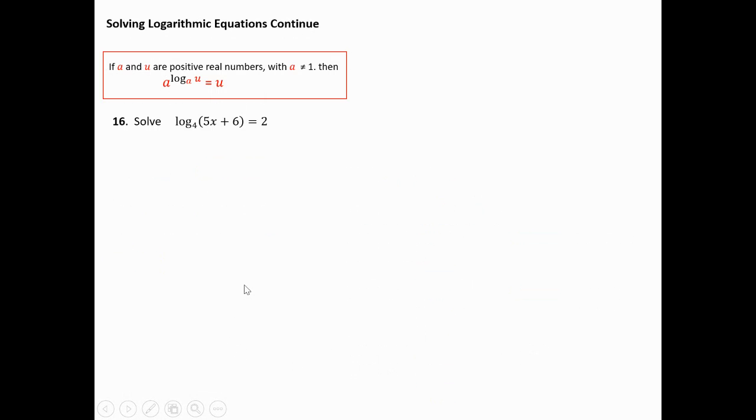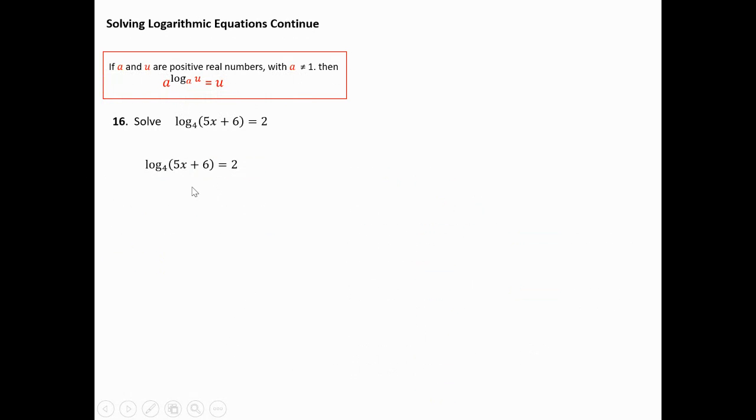Let's try solving logarithmic equations. Now here is another property. It says if a and u are positive real numbers with a not equal to 1, then a to the power of log base a of u equals u. In other words, when the base of the exponent and the base of the log are the same, whatever the value of u is, that's the value on the right.